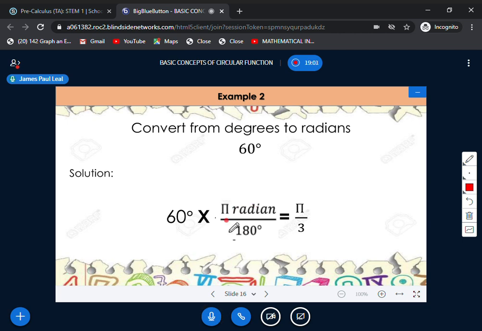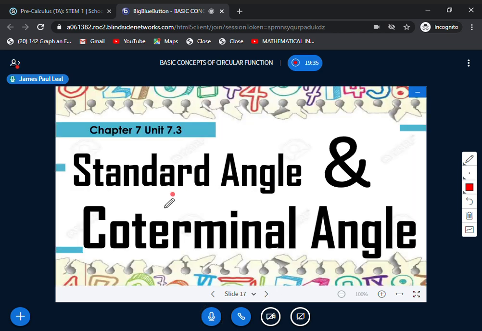Okay, for instance, the degrees cancel out, and pi radian remains. So 60 divided by 180, so will you please simplify this one? That is divisible by 60. So 60 divided by 60 is 1. 180 divided by 60 is 3. Therefore, you have here 1 over 3. So 1 times pi. There is still a pi left. So you will be having 1 pi, or just simply pi, that's why you have here pi over 3. Okay? I hope that was clear. It's that simple. And now let's proceed here to the standard angle and coterminal angle.